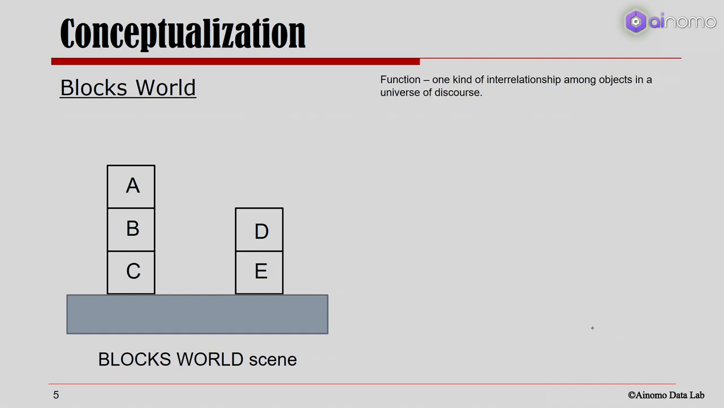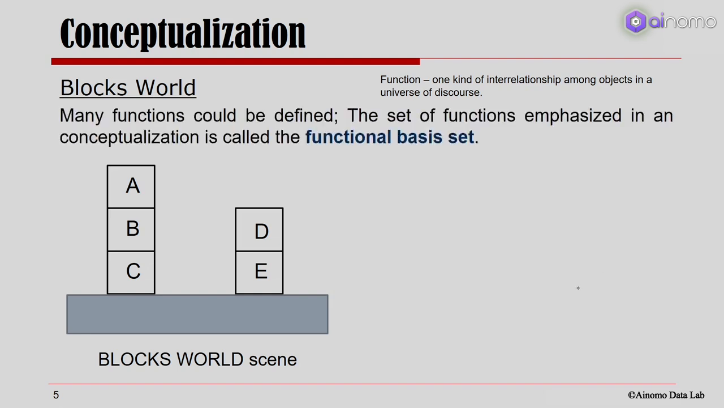One important concept that we looked at yesterday is the concept of function. Function is one kind of interrelationship among objects in a universe of discourse. For this blocks world scenario that we have here, we could have many functions defined, but then only a couple of them would be included in the conceptualization. The set of functions which are emphasized in a conceptualization is called the functional basis set. In this example, it would make sense to conceptualize the partial function hat that maps a block into the block on top of it, if any exist.